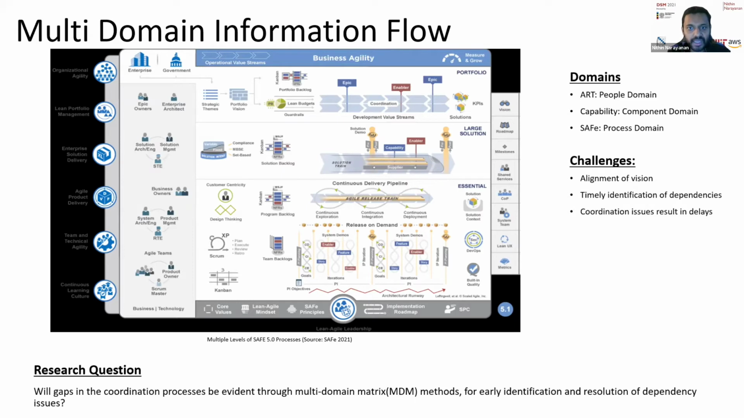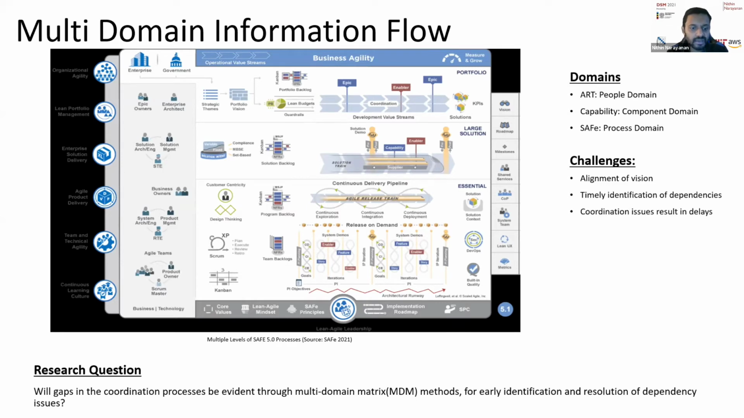And timely identification of dependencies is always a challenge because teams tend to work on their requirements in silos if the communication channel is not well established. And this could lead to dependencies being identified late in the game and overall delays in the delivery of the product. And coordination issues as a part of having multiple teams is a natural occurrence. If the coordination setup or the communication channels are not clearly set up, it could result in various delays.